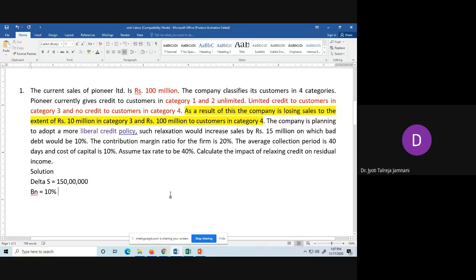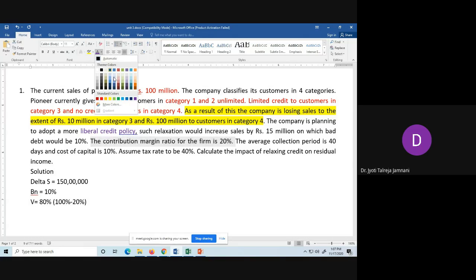The contribution margin ratio for the firm is 20%. Now, what is this contribution margin ratio? It is nothing but the gross profit. And how do we get the gross profit? By doing sales minus variable cost. So they are telling you that the profit is 20%. So how much should be the variable cost? 80%, right? It is basically like this. If your sales are 100%, from this I'm subtracting the profit, the contribution margin 20%, to get the variable cost of 80%. Are you getting the logic?